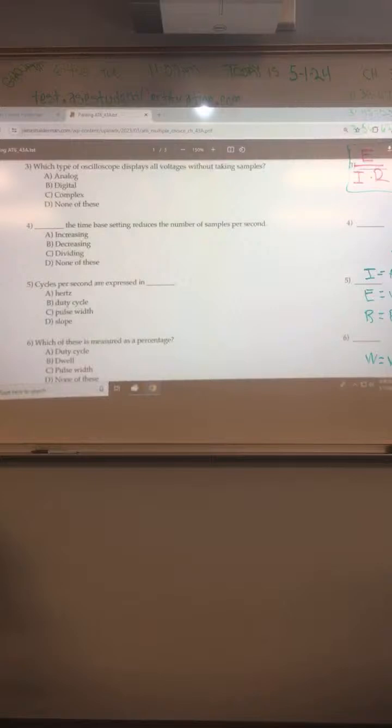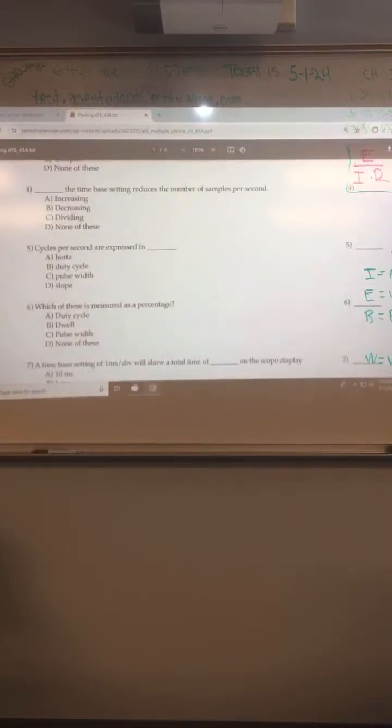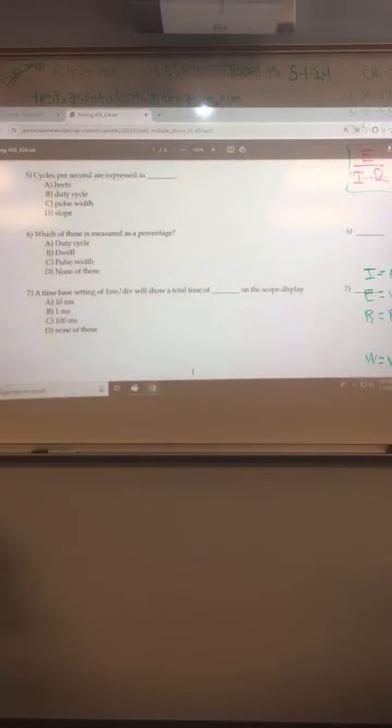Okay, 3. What type of display shows low voltage without taking input? I think it's A, analog. I got C. It's A on page 496. Increasing the time-based setting reduces the number of samples per second. A for number 4.